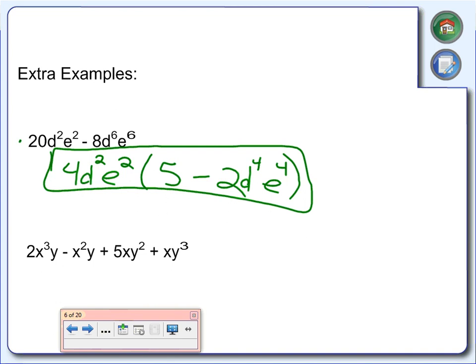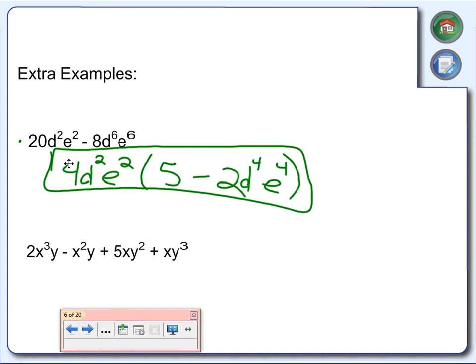All right, last one, and then we're going to move on to something a little different. This one's a big one. This one has 4 terms in it. Alexander, what do you call them? There's 4 terms. Monomial, binomial, trinomial, or polynomial. Polynomial. That is what we have here is a polynomial.